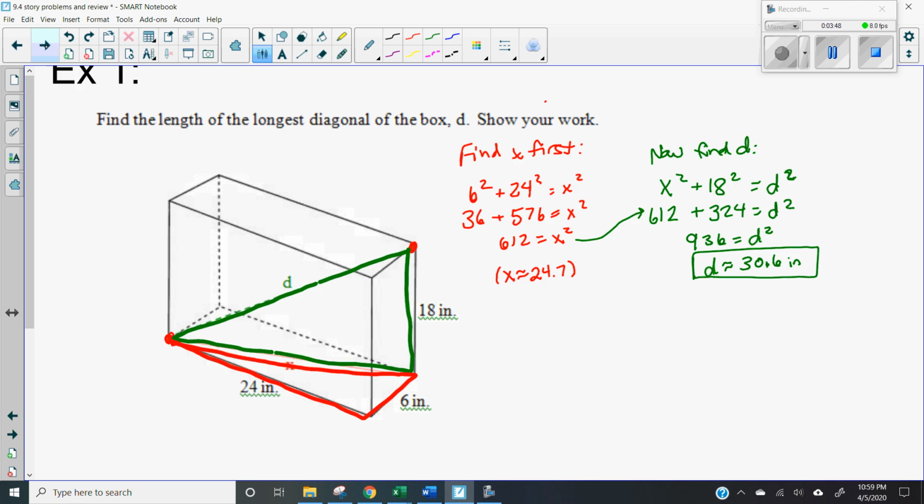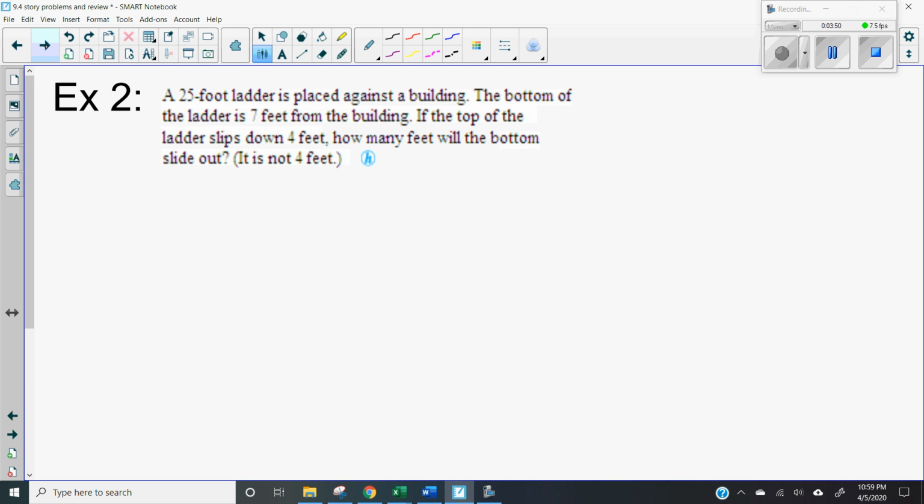One more I'm going to do with you. I'm going to take a second and pause this if you need to copy that down. A 25-foot ladder is placed against a building. The bottom of the ladder is 7 feet from the building. If the top of the ladder slips down 4 feet, how many feet will the bottom slide out?